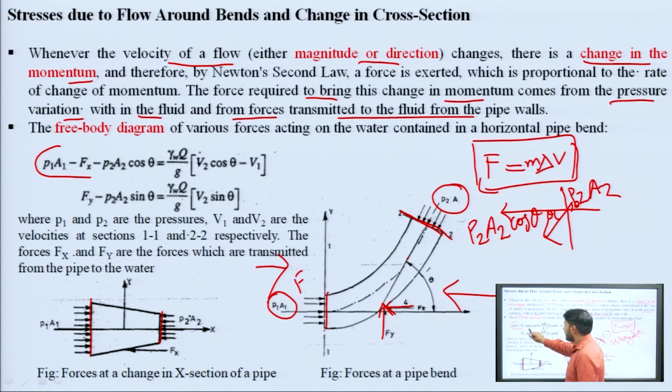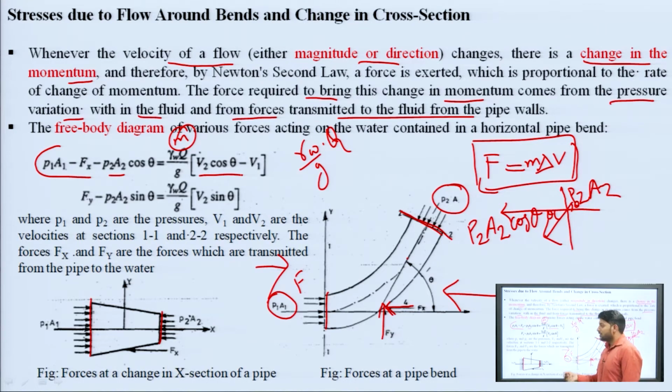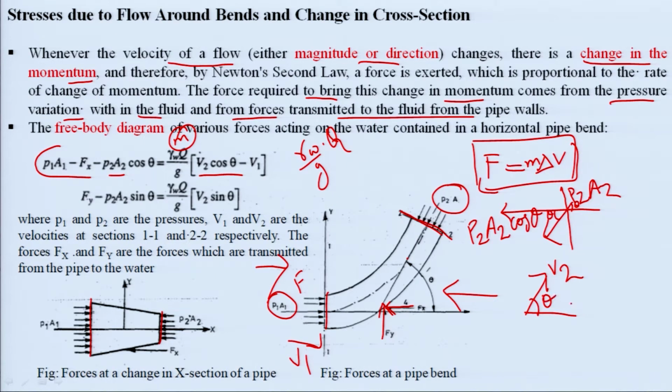Okay. So again in the opposite direction, minus P2 A2 cos theta equals mass, and mass can be written as gamma W by g into Q. This gives us the mass. Change in momentum equals mass into change in velocity. Here at point 1 the velocity is V1, and at point 2 the velocity is V2. When we resolve it, the component in x direction is V2 cos theta.